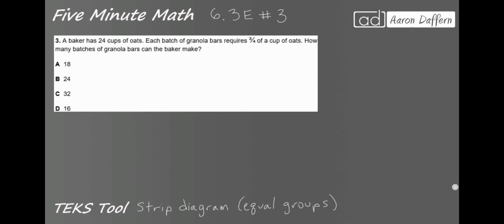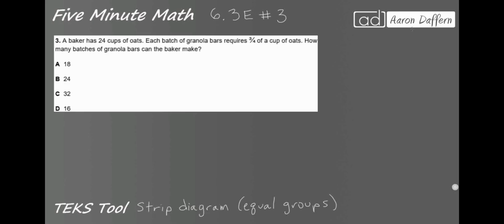Today we are looking at the TEKS tool strip diagram. We are working with equal groups with a problem related to TEKS 6.3e, and we will solve it in 5 minutes or less. If you haven't done so already, please go ahead and take a moment to pause the video, work this problem out on your own, unpause it, and we will look at our answers together.